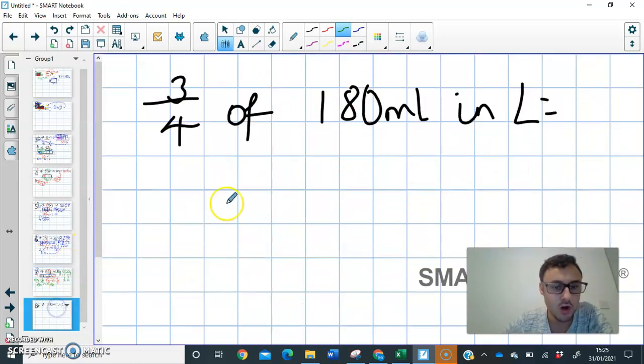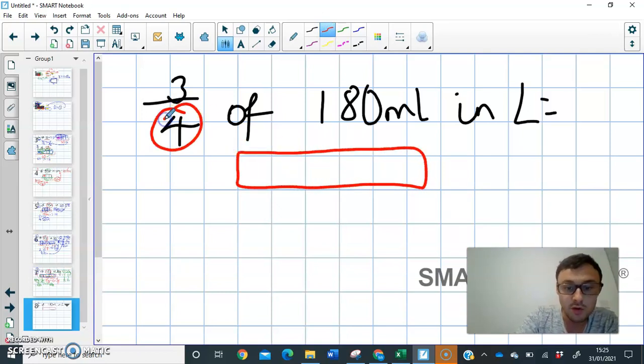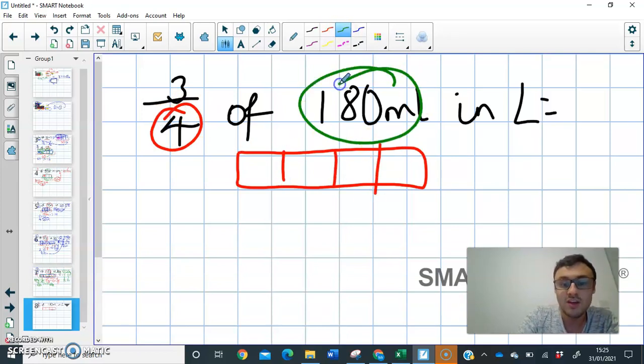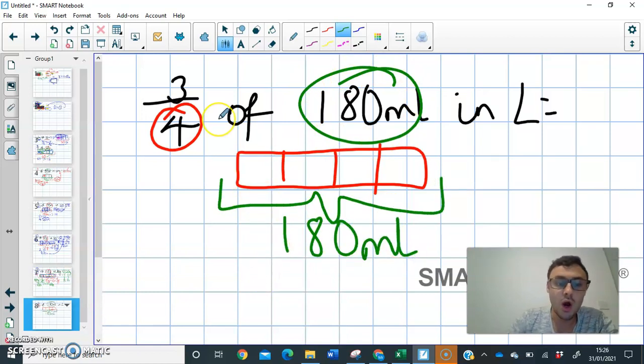Okay, and the final question we will look at, 3/4 of 180 millilitres in litres. Well, what's my bar going to be? How many groups am I going to split my bar into? Well, my denominator is 4, so I'm going to split it into 4. Okay, and in this question, it represents the number 180 millilitres in the question. Now, I want how many groups? I want 3 of them.